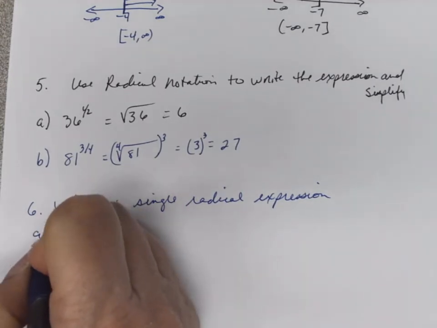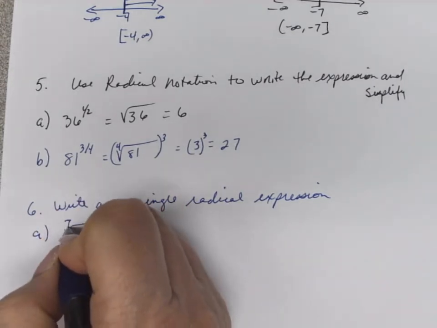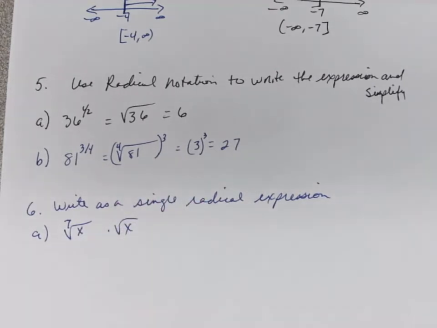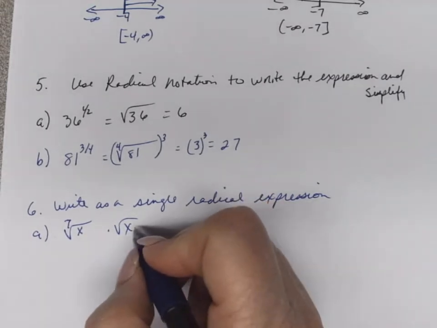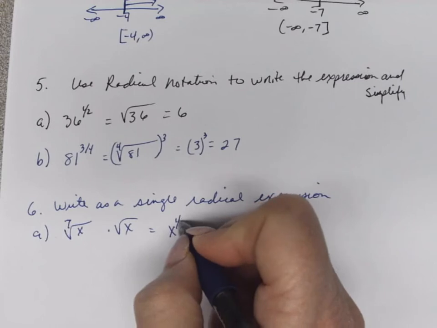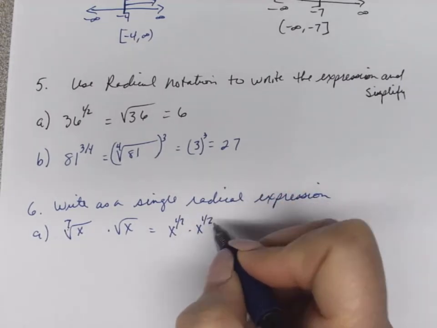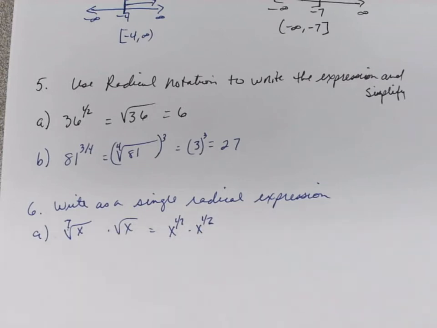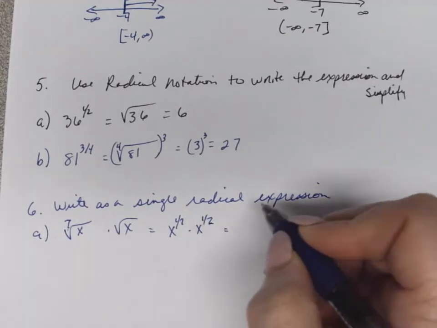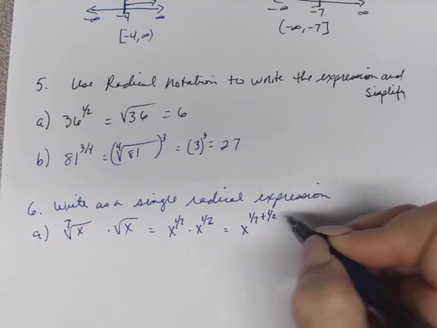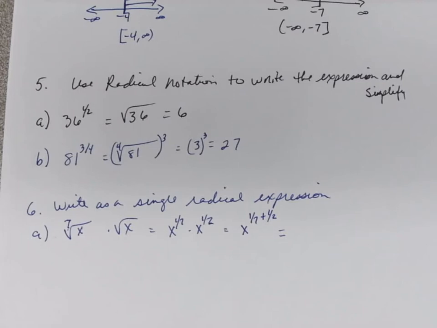All right, so part A, we have the 7th root of x times the square root of x. So what we're going to do is use our exponent rules to do this. So if I write them as x to the 1/7, because our index is 7, times x to the 1/2, because it's a square root, so the index is 2, my exponents get added, so x to the 1/7 plus 1/2. Have to get a common denominator. With 7 and 2, it's going to be 14.